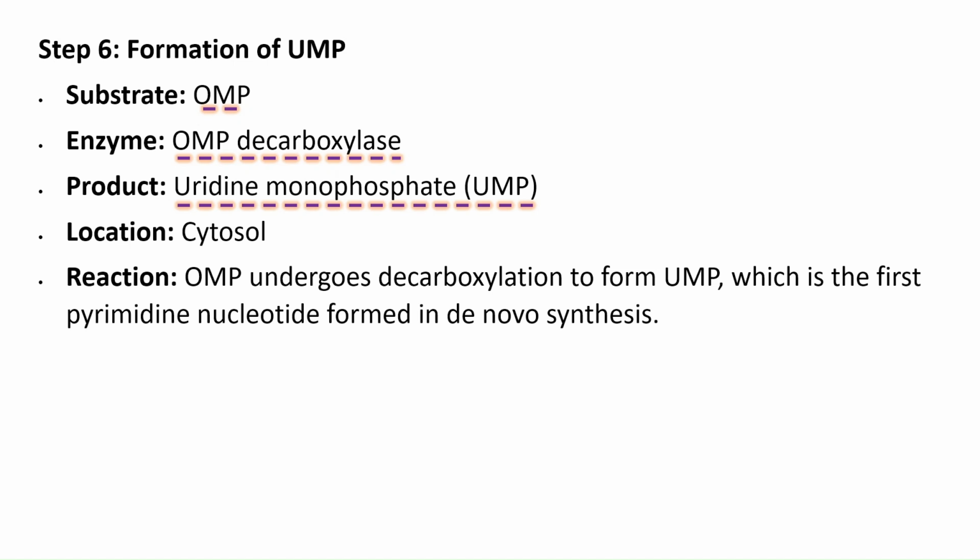UMP is the first pyrimidine nucleotide produced in the de novo synthesis and serves as the precursor for all the other pyrimidine nucleotides. So a viva question can be, what is the first pyrimidine nucleotide that acts as a precursor for other pyrimidine nucleotides? Your answer should be uridine monophosphate.